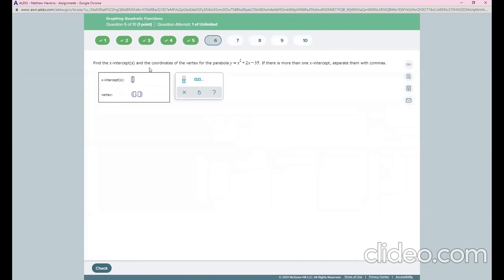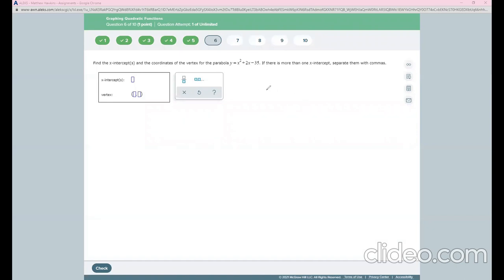It says find the x-intercept and the coordinates of the vertex for the parabola y equals x squared plus 2x minus 35. If there's more than one x-intercept, separate them with commas. So let's go ahead and find the vertex, and the x-intercepts are going to be the numbers that make the whole thing equal 0. And we'll have to do this usually with factoring. But let's start with the vertex.